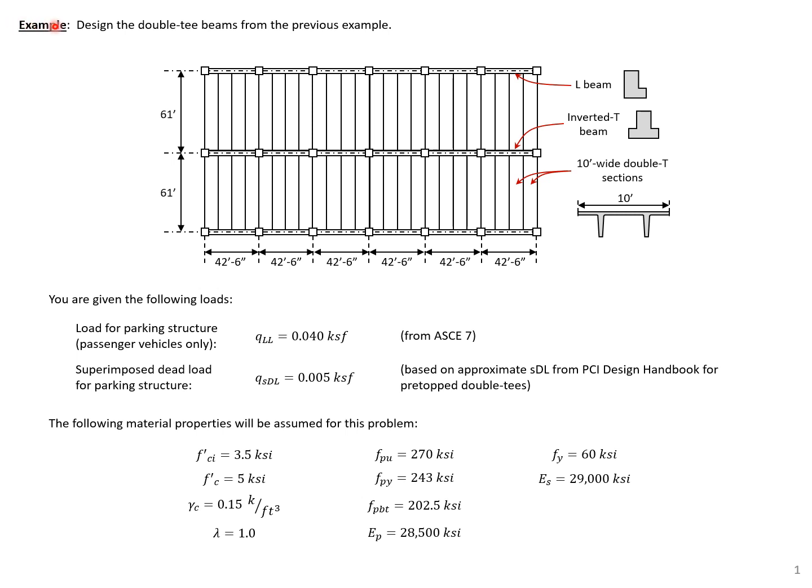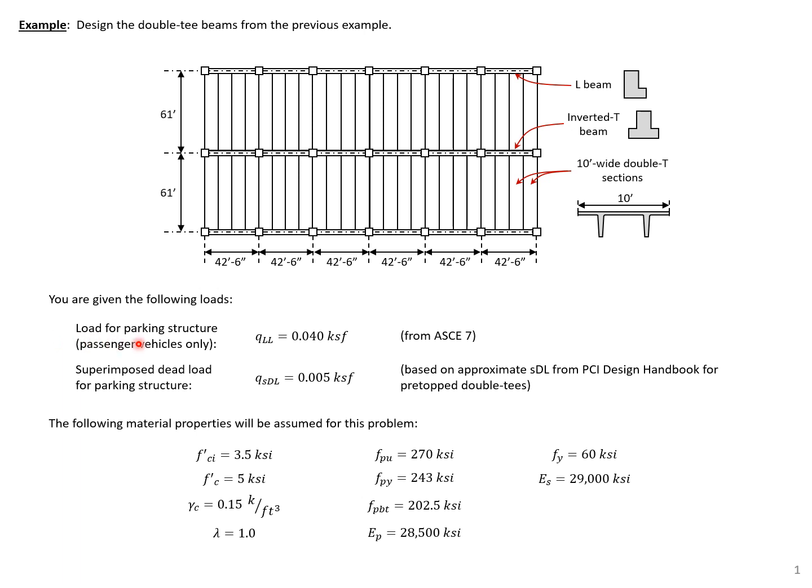In this example problem, we're going to design the double T beams from one of our previous examples. Our double Ts are part of this parking structure where the double T frames into an inverted T on one side and an L beam on the other side. The span length is given as 61 feet.